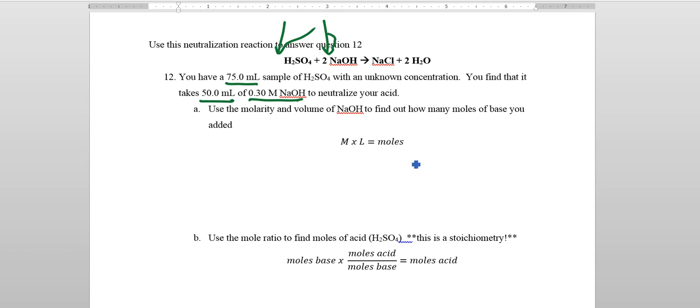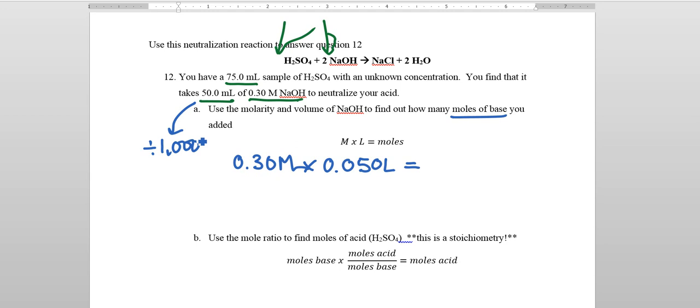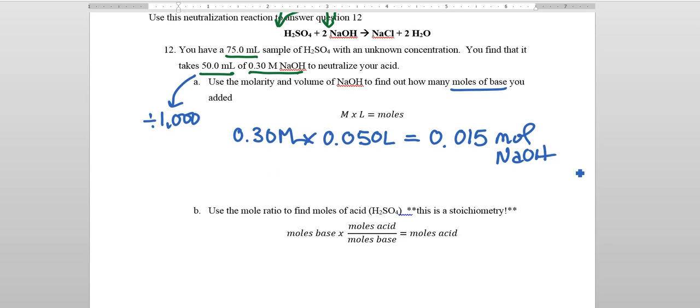We're going to follow the same steps here. Step 1, figure out the moles of base you added. Molarity times liters, so that's 0.3 molarity. My liters is 0.05, because remember, I have to divide my milliliters by 1,000 to convert it into liters. So that's 0.3 times 0.05, which is 0.015 moles of NaOH. Okay. So let's use that to figure out the moles of sulfuric acid.